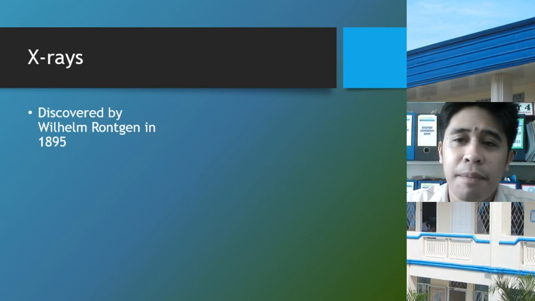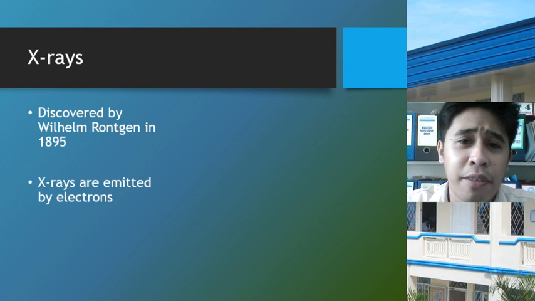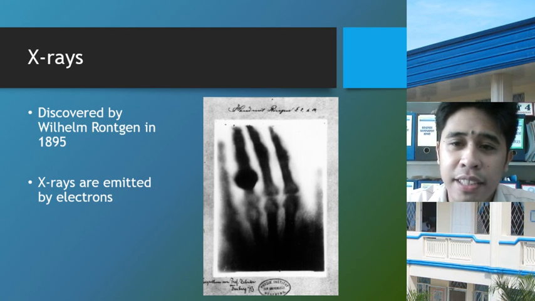X-rays, as mentioned in the previous videos, were discovered by Wilhelm Röntgen in 1895. They are emitted by electrons, unlike gamma rays, which are emitted by the nucleus of an atom. The picture on the right shows the first medical X-ray produced by Röntgen. It shows the X-ray picture of the hand of Röntgen's wife.